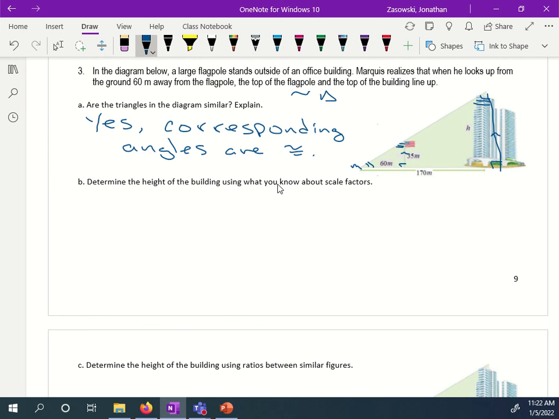Determine the height of the building, knowing what we know about scale factors. So when it says scale factors, and I'm not going to specifically ask you for a method on the test or the quiz, I want to know what is my R value. Does that make sense so far? So looking at the two triangles, what two sides do I know the values of here? What two corresponding sides do I know the values of? Malia?